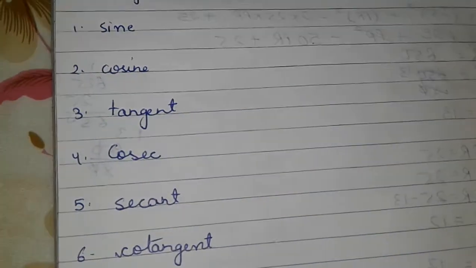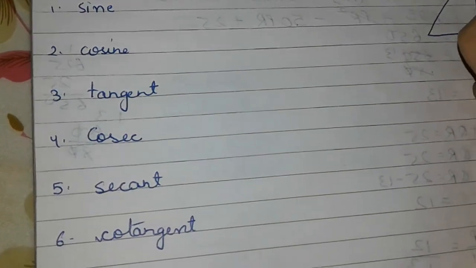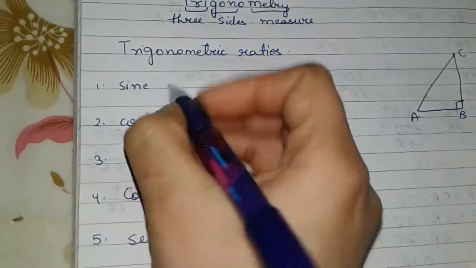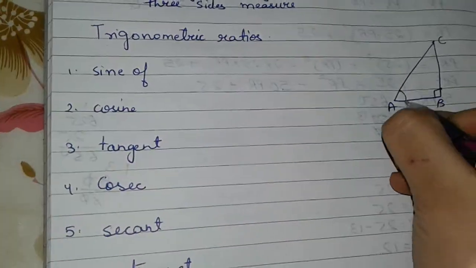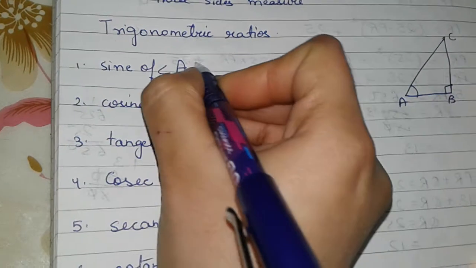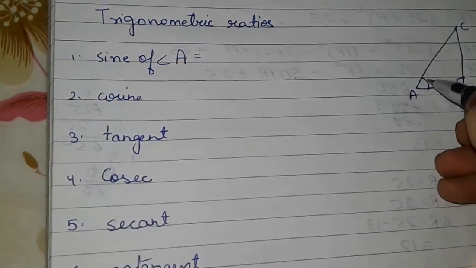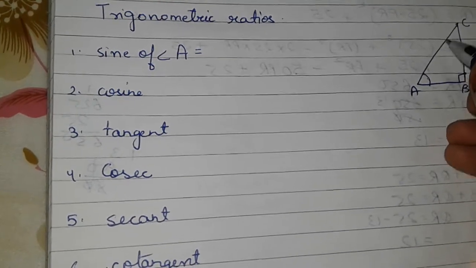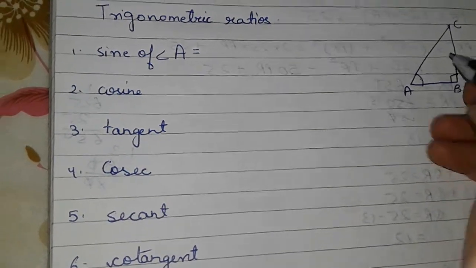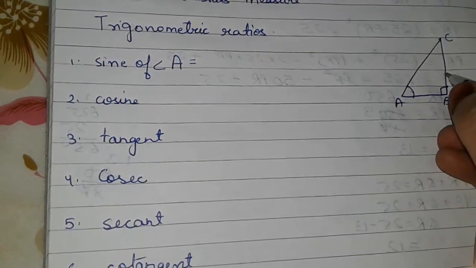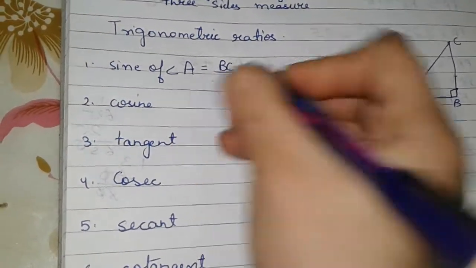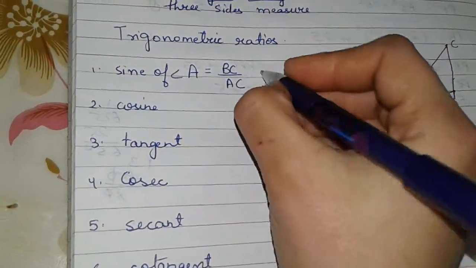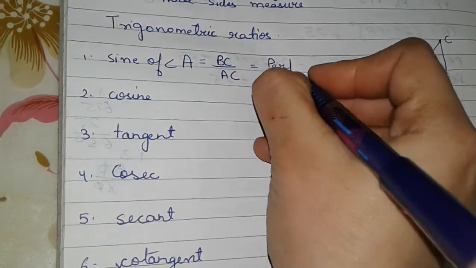Now draw a right angle triangle and name it ABC, right angle at B. Now find sine of angle A. Sine of angle A is equal to the side opposite to the angle upon the hypotenuse of the right angle triangle. The side opposite to angle A is BC and the hypotenuse here is AC. So sine of any angle is perpendicular upon hypotenuse.